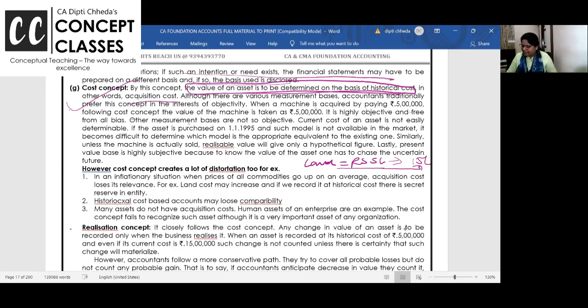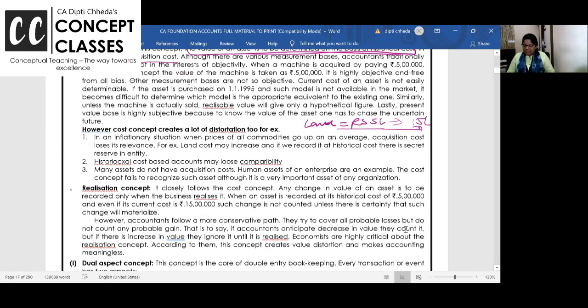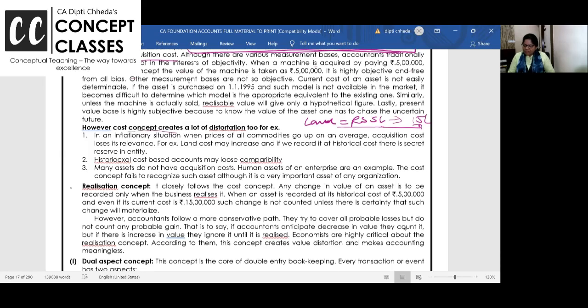I hope you are getting. Once you purchase the asset for 5 lakhs, the value worth for you is 50 lakhs or 50,000 is immaterial. Record it at the cost of the purchase. However, cost concepts create a lot of distortion in an inflationary situation where the prices are going up, land and all. So, this is very beautiful example.